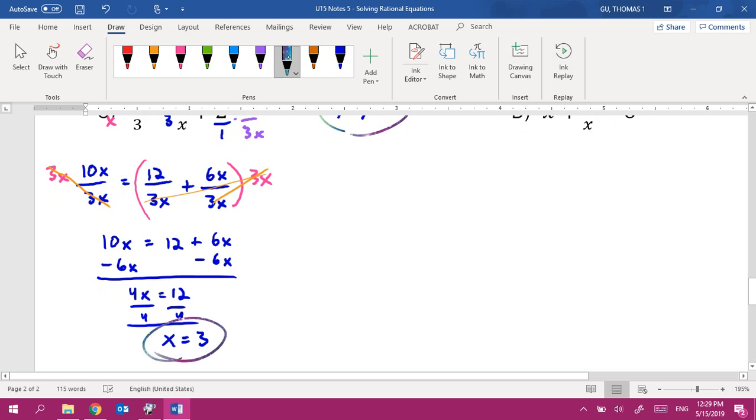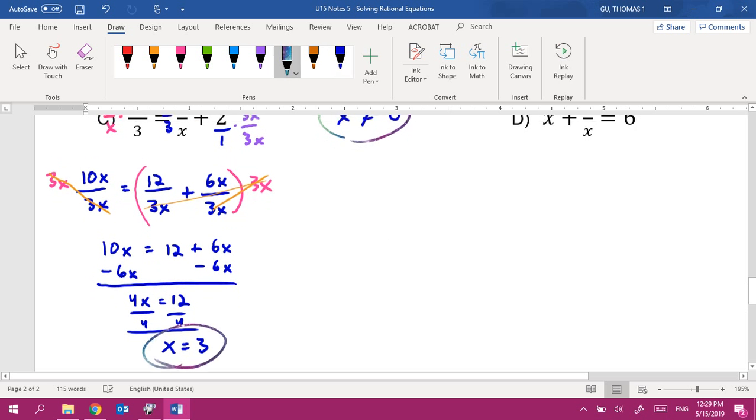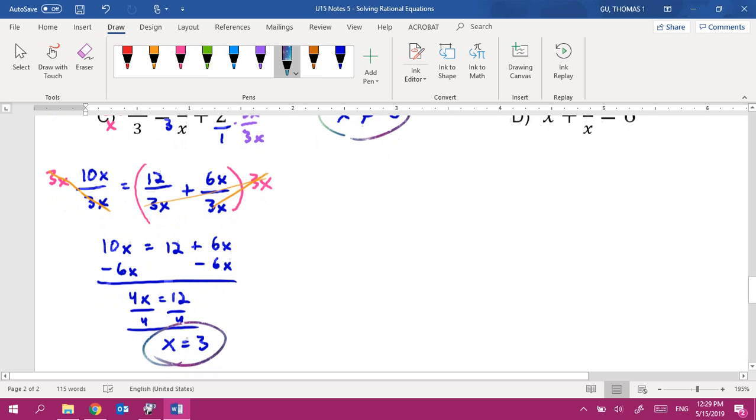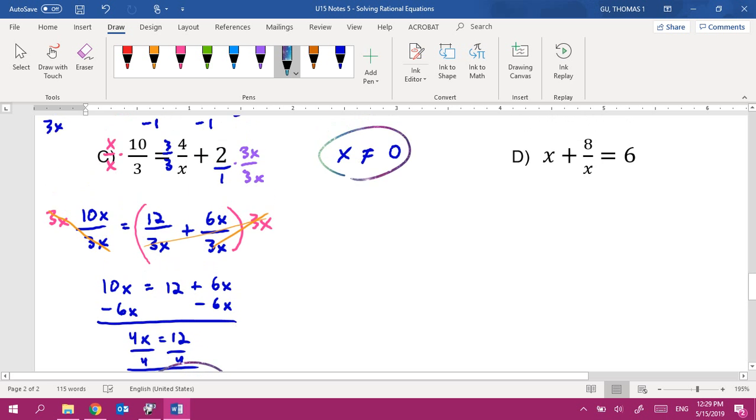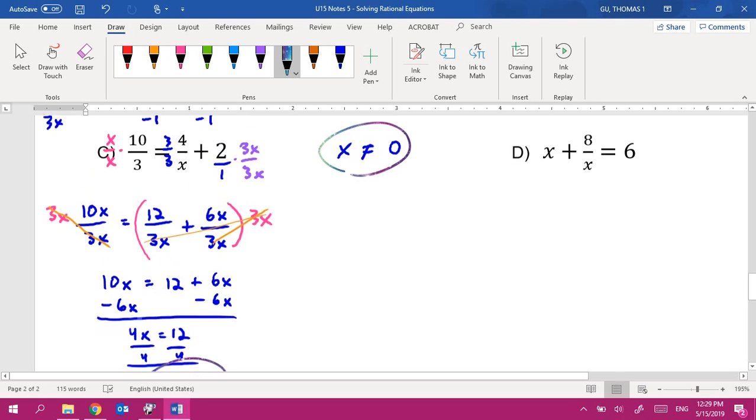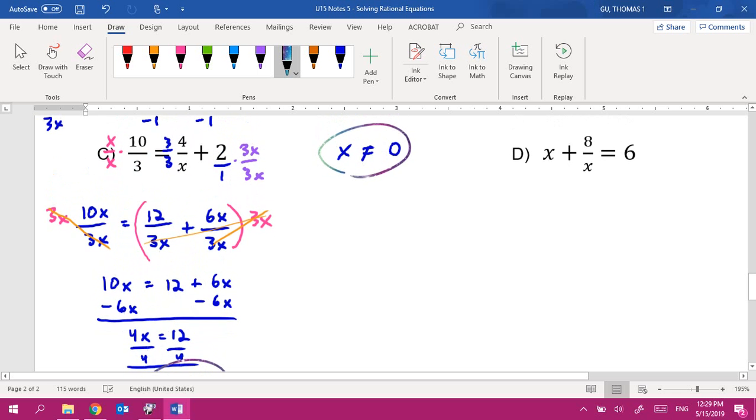You have to circle the restriction. No, that's just something that we're going to see how it affects our answers, right? But you don't need to do anything extra with that, really.